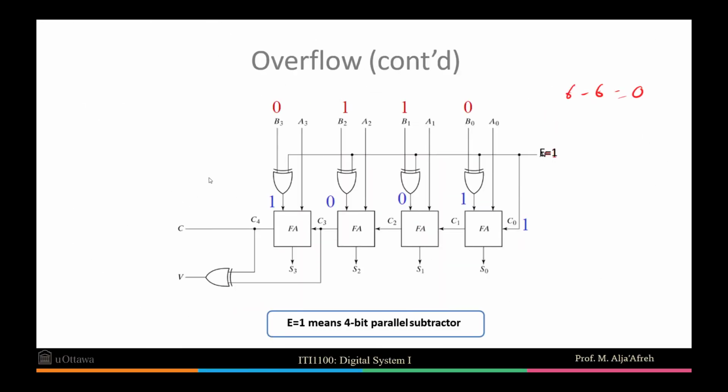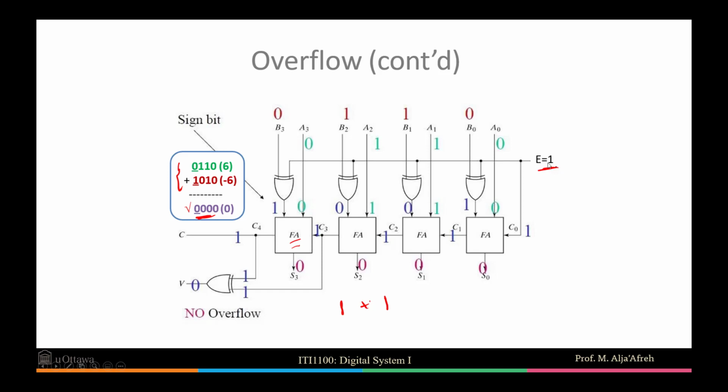Okay, guys, let's take a look at a counter example in which we are subtracting 6 from 6. So the answer will be equal to 0. How can we do that in our given implementation here? Basically, the M bit here will be equal to 1 to indicate that we are doing a subtraction, not an addition. Let's take a look at what is going on here. When I add 0110 to 1010, the answer will be equal to 0.